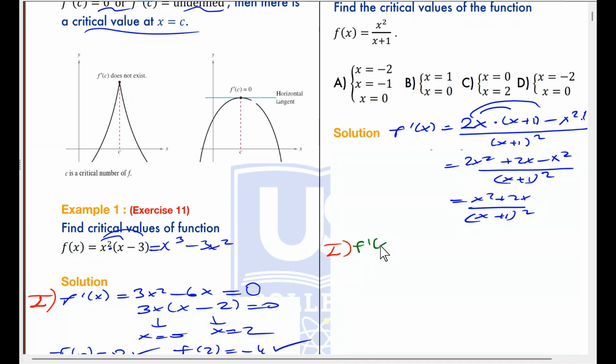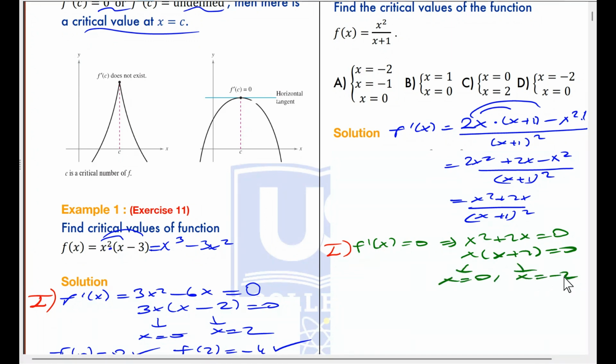F prime is equal to 0. So in a rational expression, what makes the rational expression 0? Top makes the rational expression 0. So equalize the numerator to 0. X is common. X plus 2 is 0. Then x is 0 and x is equal to negative 2.